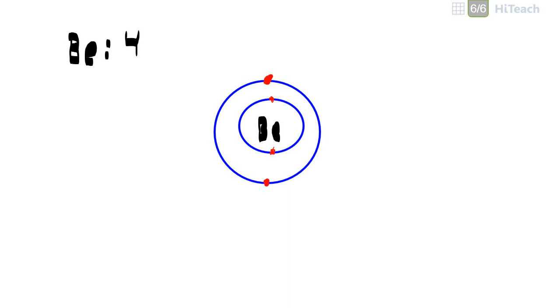So count them now. How many electrons are there now? 4 electrons. The atomic number is 4. The number of protons is 4. The number of electrons is 4. How many valence electrons from this drawing? How many valence electrons go to the outermost shell? They are 2 valence electrons.